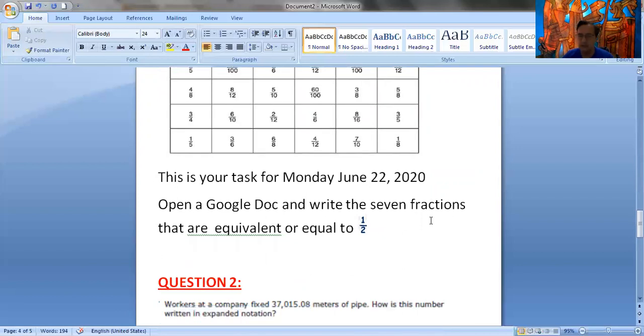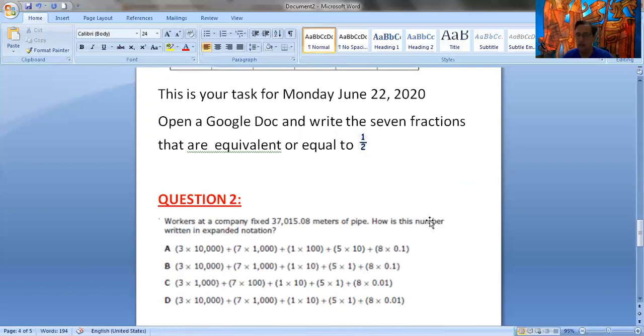And question number 2 is about expanded notation. So read the question, which is expanded notation of 37,015 and 8/100. So this is the number that you have to get the expanded notation of. Choose one of these.